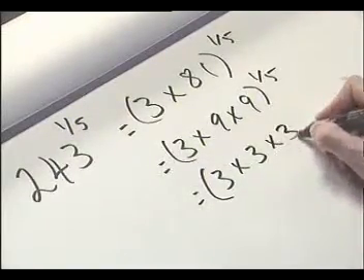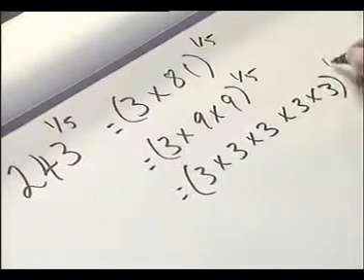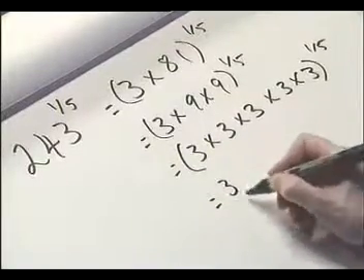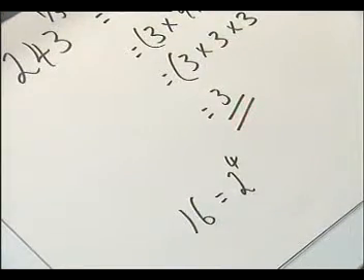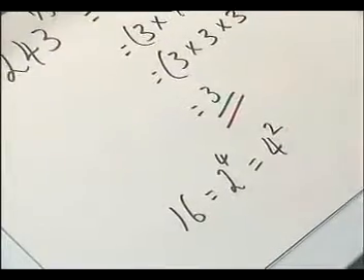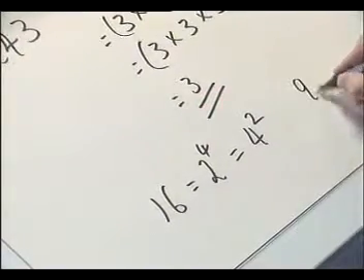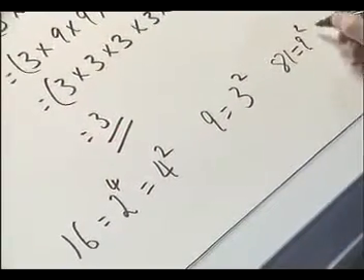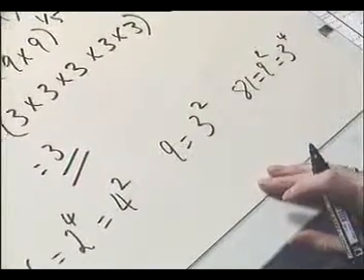And each of those 9s is 3 times by 3, which means the number that we want is just 3. Notice in doing this how important it is to be able to recognise what numbers are made up of, to be able to recognise that 16 is 2 to the power 4, that it's also 4 to the power 2, that 9 is 3 squared, that 81 is 9 squared and also 3 to the power 4.